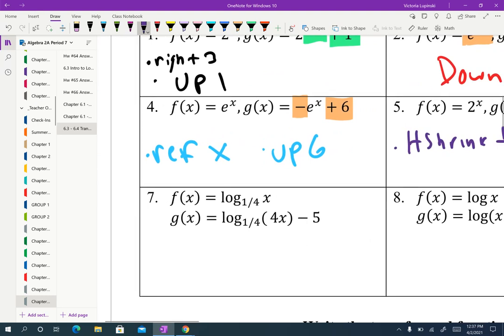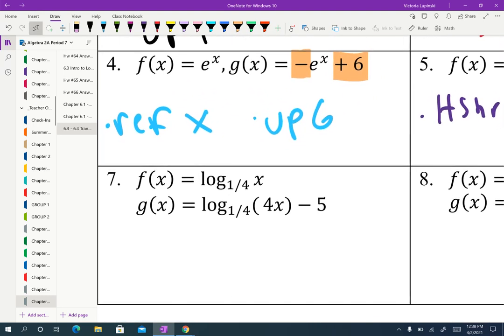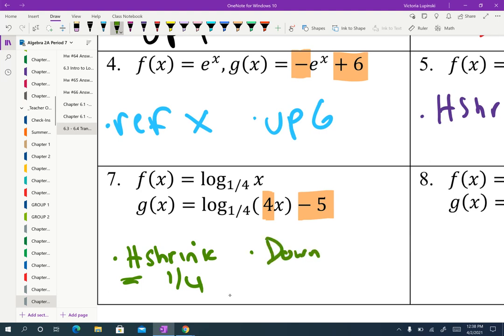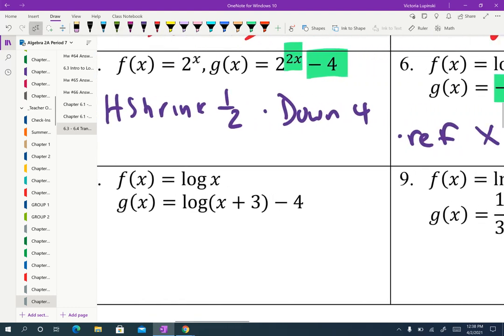Here for number 7, notice we have log base 1/4, and we're going to address this 4 and this minus 5. The 4 on the inside is a horizontal change. You always do the opposite, so we're going to call that a horizontal shrink of 1/4. Again, opposite means the reciprocal. I would make sure you denote H for horizontals and V for verticals, since those are the things you'll have to differentiate between. And then down 5. When you're listing them out, order doesn't matter, as long as you have the right transformations.